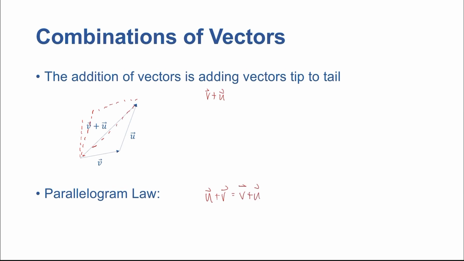Now the same goes for subtracting vectors. If I want to subtract, instead of adding tip to tail, I will add tail to tail or tip to tip. And that will give us our subtraction. Okay, so that's the combination of vectors, how we add them, kind of geometrically, really.